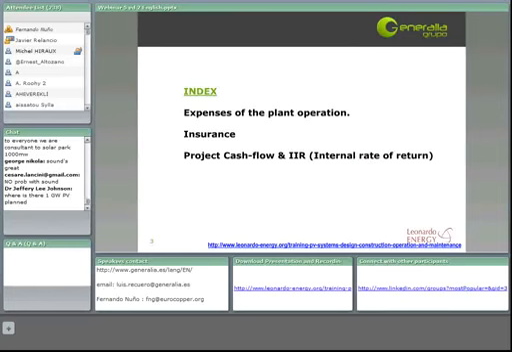No? Okay. So, we will divide this webinar into 3 chapters. First, we will review how to calculate the expenses during the plant operation. Then we will do a deeper analysis on how to choose our insurance. And finally, we will end this webinar studying some examples of project cash flows and the internal rate of return.